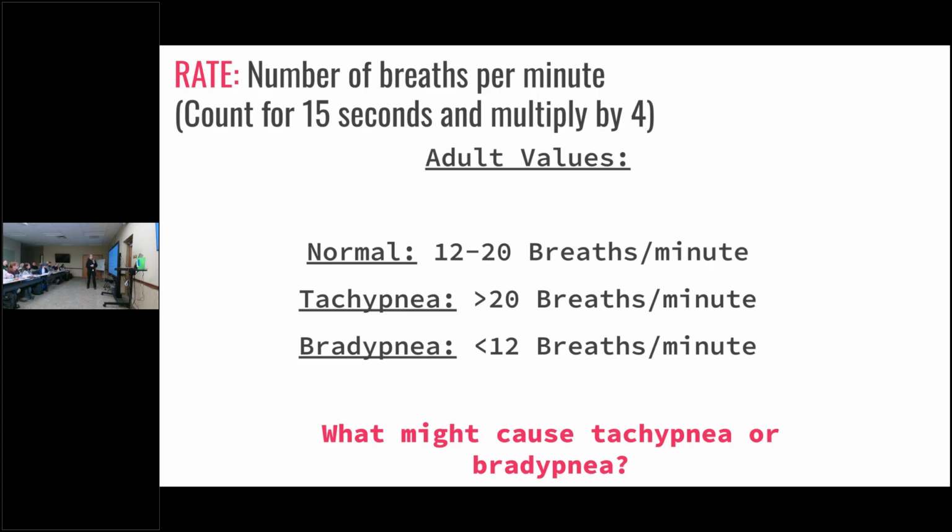So normal for an adult is going to be from 12 to 20 breaths per minute. Tachypnea is basically kind of like tachycardia, fast breathing, right? Greater than 20 breaths a minute. And then we have bradypnea, which is less than 12 breaths per minute. So what might cause tachypnea?